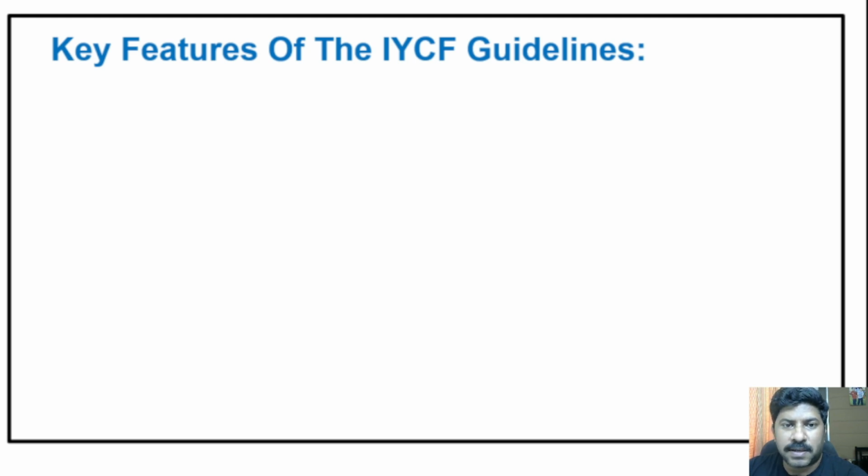Then another important point in the IYCF guidelines is safe and appropriate food preparation. Foods should be prepared and stored safely to prevent contamination, and caregivers should practice good hygiene such as washing hands and ensuring clean utensils. Caregivers should avoid foods that are not safe or nutritious for young children, such as honey for infants under 1 year due to the risk of botulism.